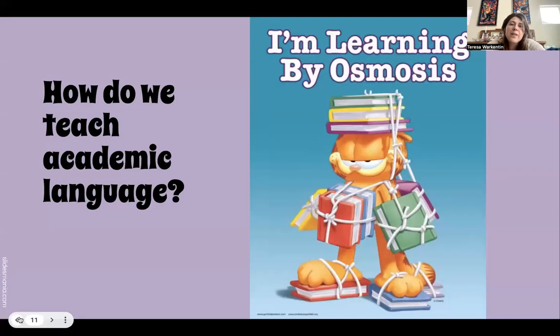So, how do we teach academic language? This is always one of my favorite Garfields. I know Garfield is kind of a throwback. Not everybody knows about Garfield. But when I was a kid, I have a very strong memory of one of my teachers, Sue Blank. She had this poster. It was different from this one. This is the only one I could find on the internet. In her poster, Garfield was sleeping on a stack of books. But this idea of learning by osmosis. Osmosis is an academic language word from science.